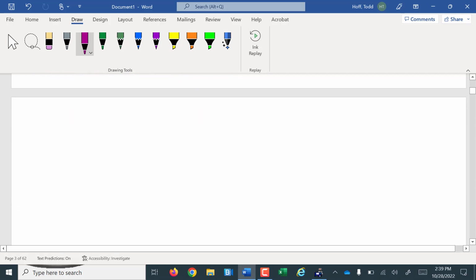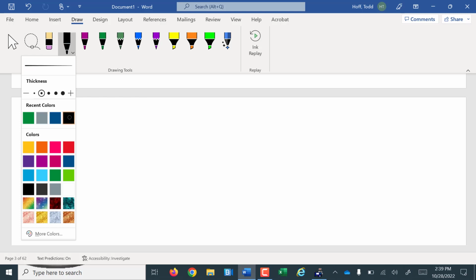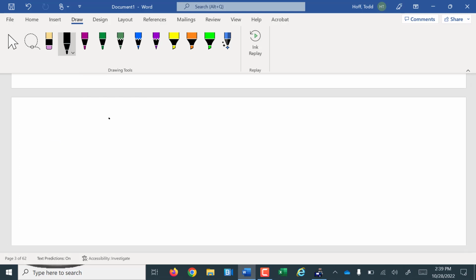Well, there are other shapes that we want to find the areas of. The big one is a circle.